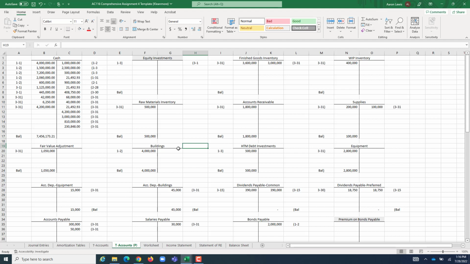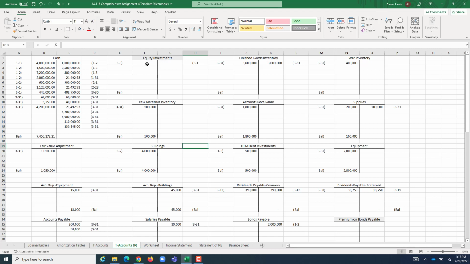For the purpose of time, I have a lot of this filled in already. I don't think anybody wants to sit here and watch me do a video of finding T balances for 45 minutes. But I will do a couple of accounts and show you a few ways to make this an easier process, using Excel to get to these numbers in the long run. I have left equity investments blank.